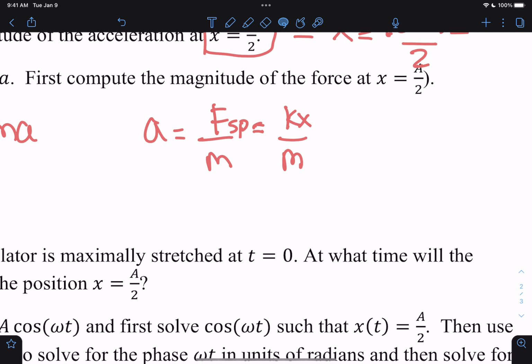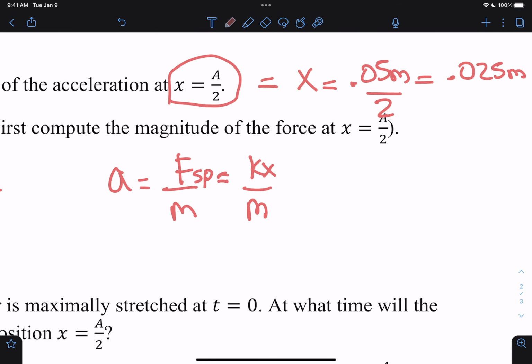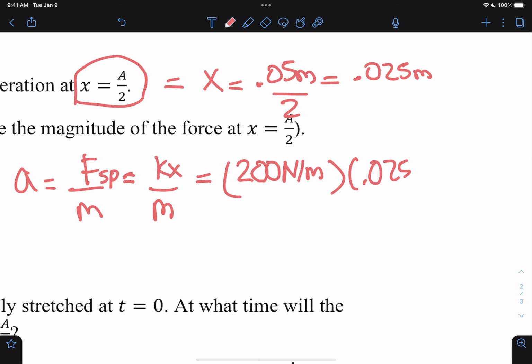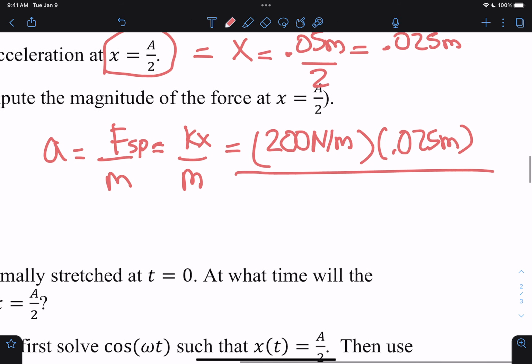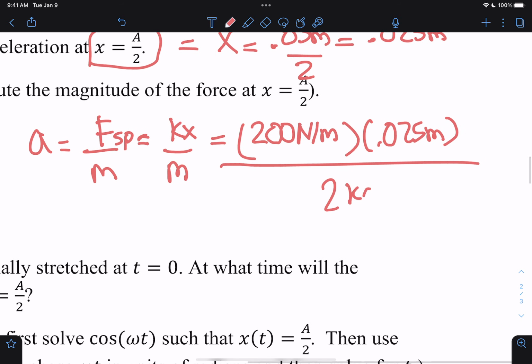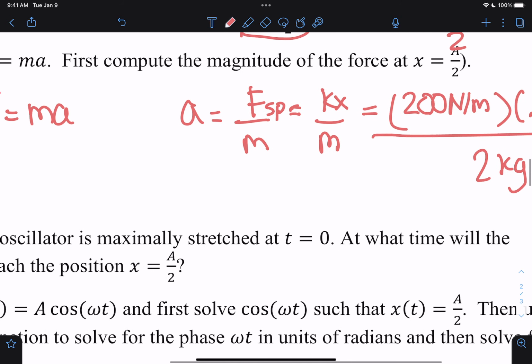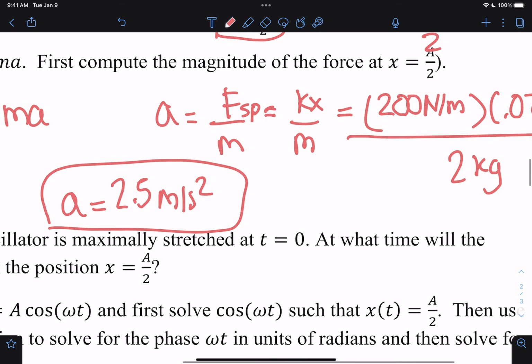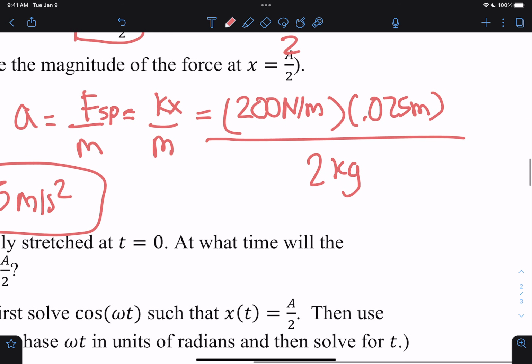So we have that x distance now of 0.025 meters, so let's just plug and chug again. 200 newtons per meter for our spring constant times 0.025 meters for our distance away, which is half the amplitude, A over 2, and then divided by the mass, which is 2 kilograms, right? That should just give us an acceleration value of 2.5 meters per second squared. Let me double check if that's right as well.